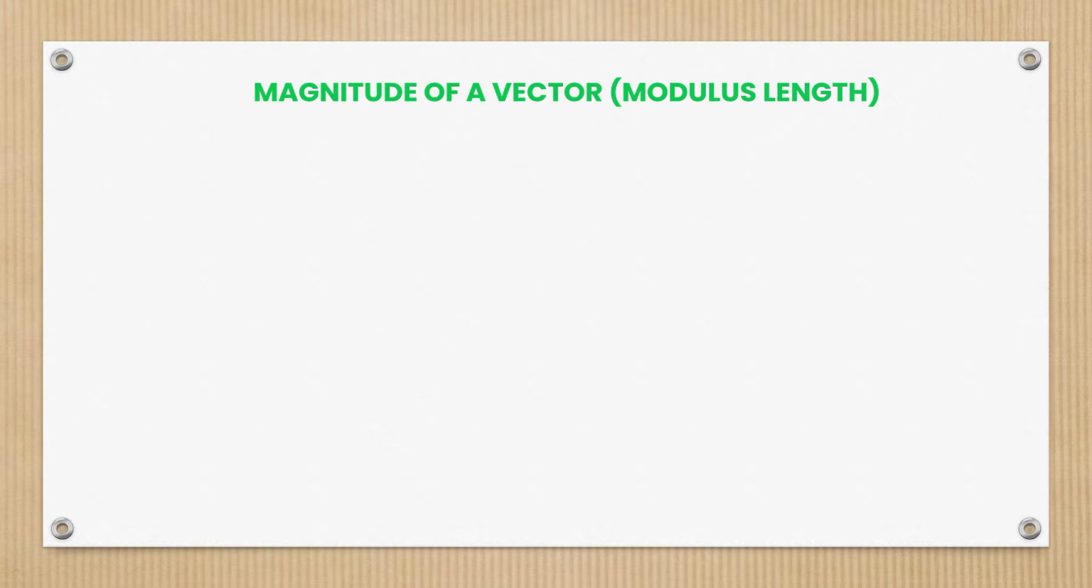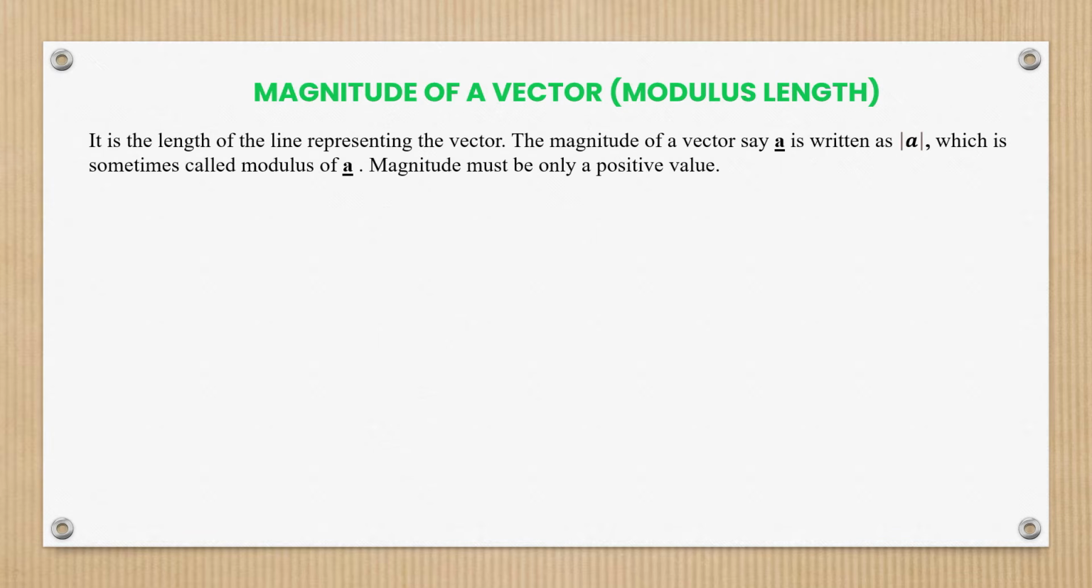Now let's look at the magnitude of a vector. This is the length of the line representing the vector. The magnitude of a vector, say A, is written with vertical bars surrounding the A. This is how we represent the magnitude of a vector. We're going to have some vertical bars around it, which is sometimes called the modulus of A. Now the magnitude must be only a positive value. Take note of that, this is very important. We can never have a negative value for magnitude.